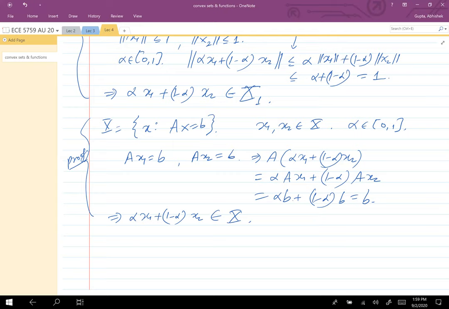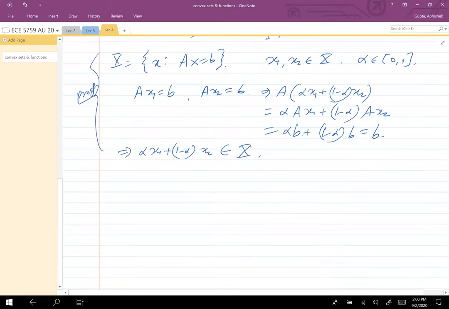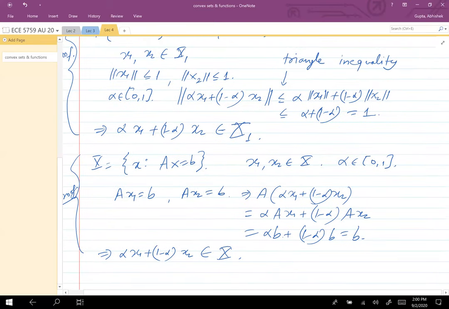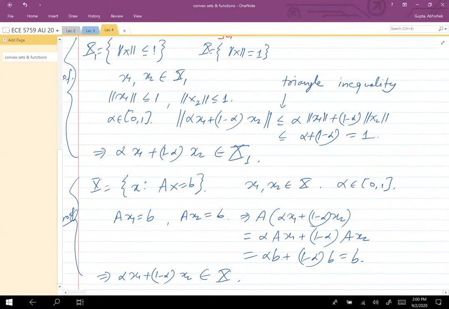So what I wanted to exhibit through these examples was showing whether a set is convex or not is actually very simple, because you just have to go through the definition, and in most situations of interest within the optimization community, this kind of proof is fairly straightforward and usually omitted in papers or references. Any question on these two examples?